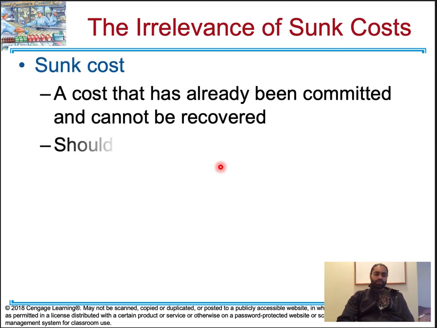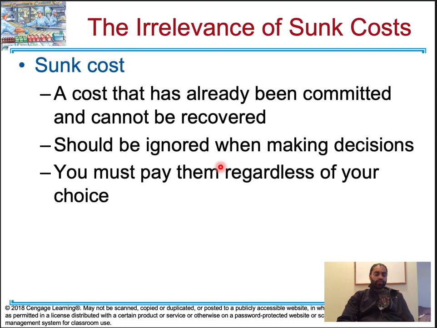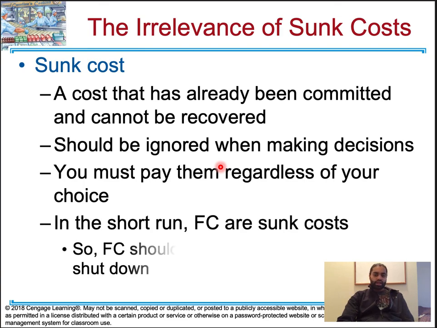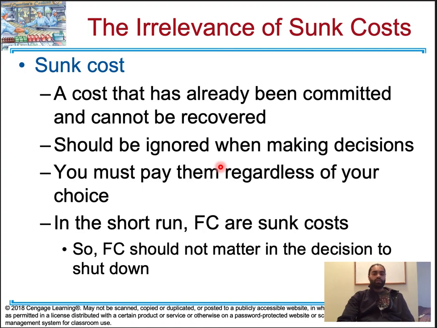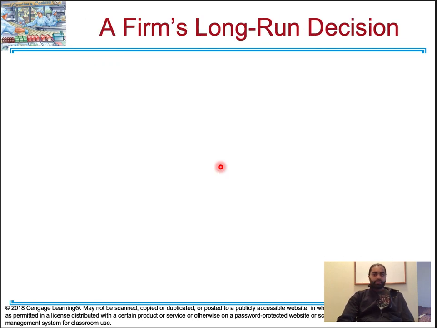Now, sunk costs, we've kind of talked about this. We're not going to take this into account for any of our calculations. In the short run, fixed costs are sunk costs. So fixed costs should not matter in the decision to shut down. Again, this is something you have to pay no matter what. Okay.